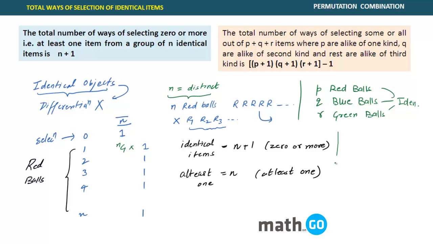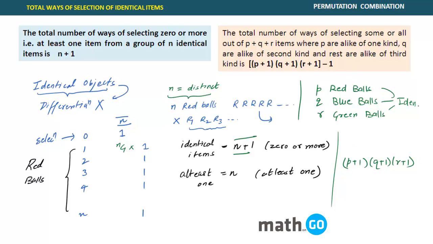If they are different categories, what we will do is combine all the formulas. So if there were p identical balls, the answer would have been what? p plus 1, right? If there were q identical balls, the answer would have been q plus 1. For r, it will be r plus 1. So this is the answer when they are asking for the total number of ways, right?